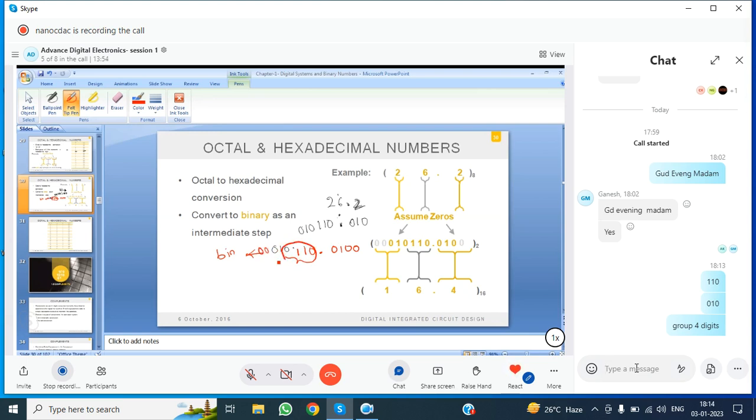0 1, you need to append 0 0. So 0 0 0 1 is 1, and here 0 1 1 0 is 6, and 0 1 0 0 is 4. 1 6 4 is the hexa conversion. To convert octal to hexadecimal, you have to convert the octal number to binary and then convert the binary to hexa.